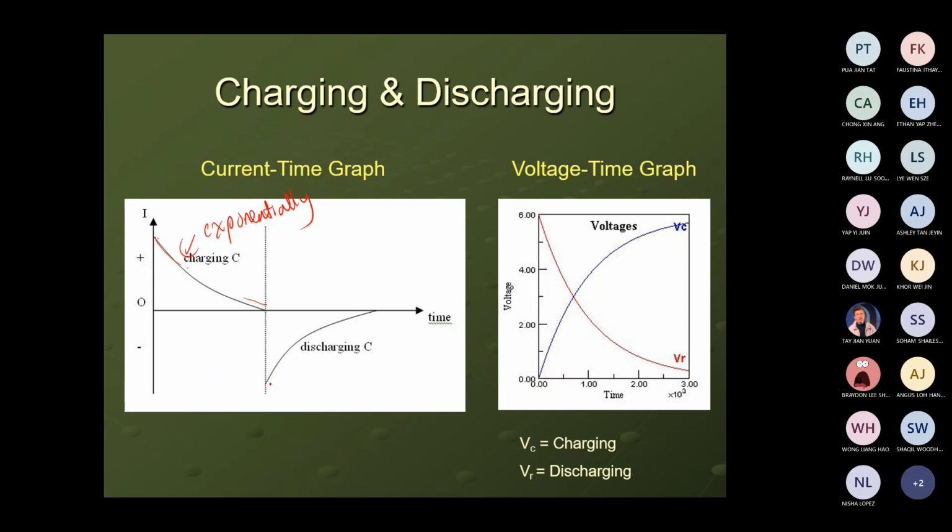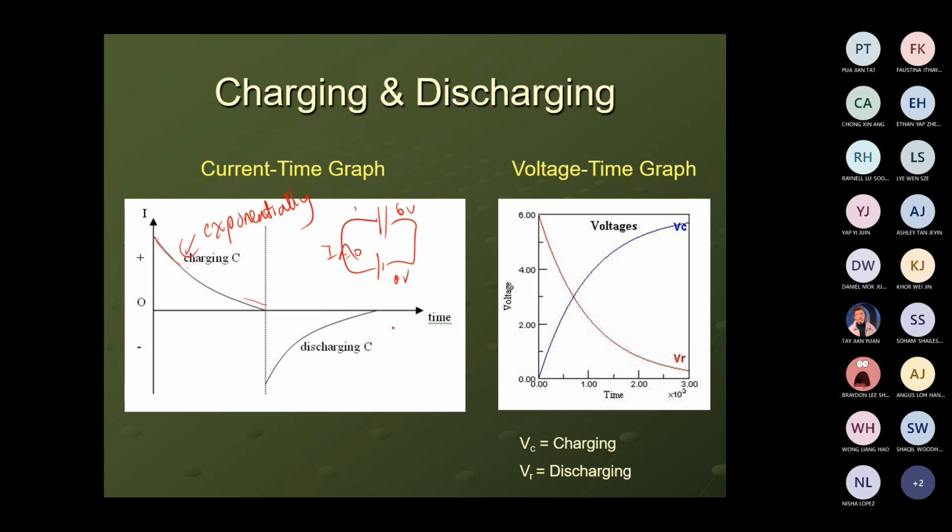When discharging also, current will drop exponentially. We will be discussing this later. So remember, when the capacitor is charged, the current will drop in the circuit exponentially. When it reaches 6 volt, the current finally becomes 0.